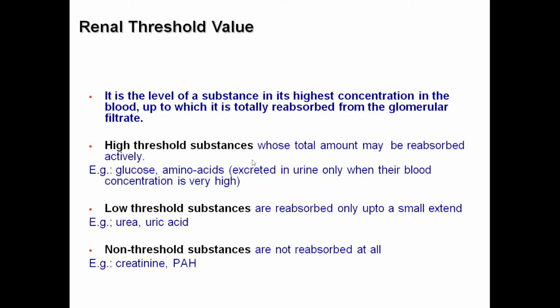High threshold substances are those whose total amount may be reabsorbed actively, and examples of such substances include glucose and amino acids. They are excreted in urine only when their blood concentration is very high, which means when they exceed their threshold. Low threshold substances are reabsorbed only up to a small extent, like urea and uric acid. And we also have non-threshold substances that are not reabsorbed at all, like creatinine and para-aminohippuric acid.